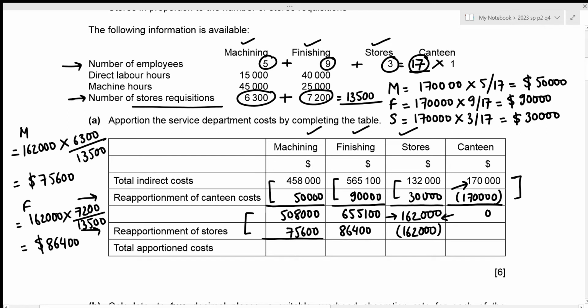For machining, that's 508,000 plus 75,600, which results in 583,600. For finishing department, that's 655,100 plus 86,400, which results in 741,500. And for stores, that's going to be 162,000 minus 162,000, which results in 0. This concludes the first part of this question. We can now move towards the second one.